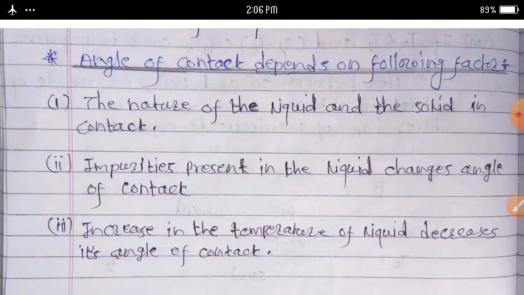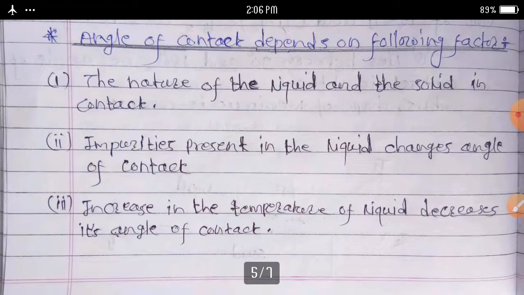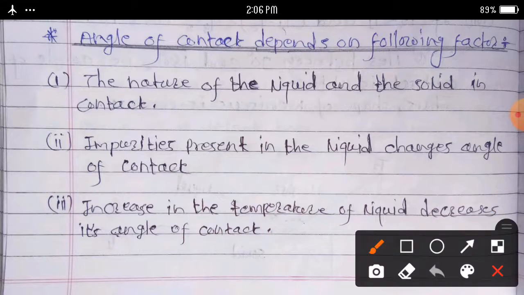The next point we can discuss here: the angle of contact depends upon the following factors. The first factor is the nature of the liquid and the solid in contact. The angle of contact depends on the nature of the solid and liquid in contact.